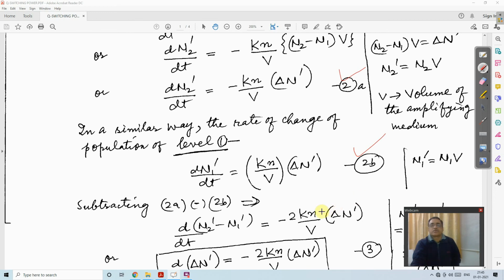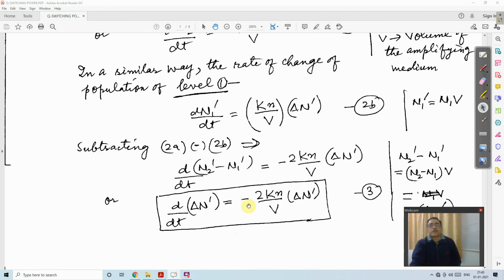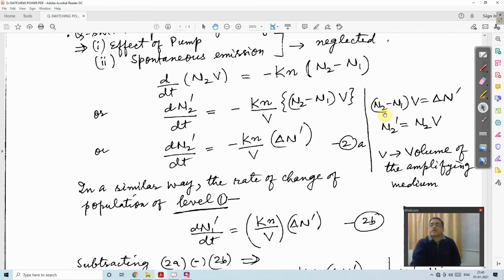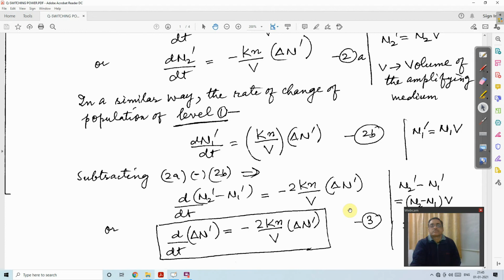We subtract these two equations. So we have d by dt of (N2 dash minus N1 dash) is equal to minus twice Kn by V delta N dash. Or we can write it in a suitable form: d delta N dash by dt is equal to minus twice Kn by V delta N dash, by using this information: (N2 minus N1)V is equal to delta N dash. So here I have delta N dash and here also delta N dash.